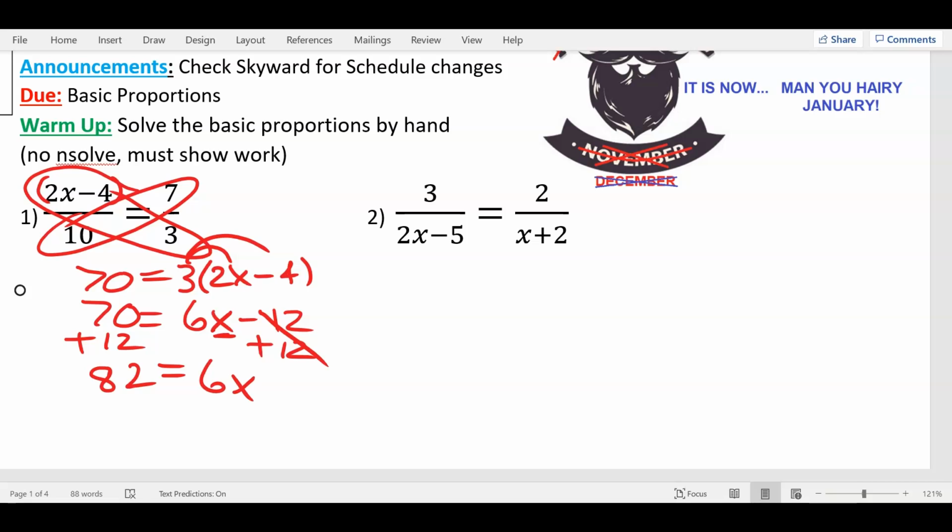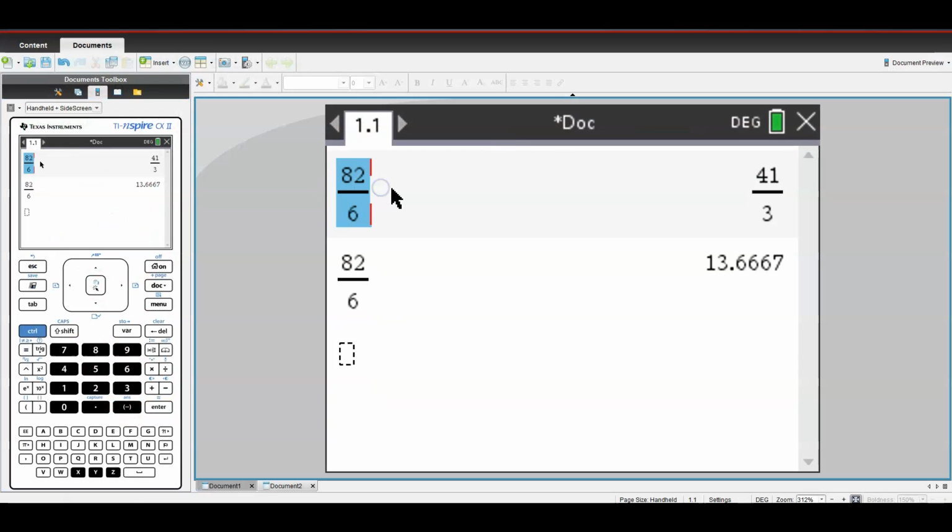Last step, 6 is a coefficient. It's right in front of x. It's being multiplied, so the opposite of multiplying is dividing. So again, to get rid of that last coefficient, we divide on both sides, divide by 6, and I get 82 over 6. Now, you are allowed to use your yellow calculator to do computations, and if you did use 82 over 6 as a computation, you would get a fraction, 41 over 3.